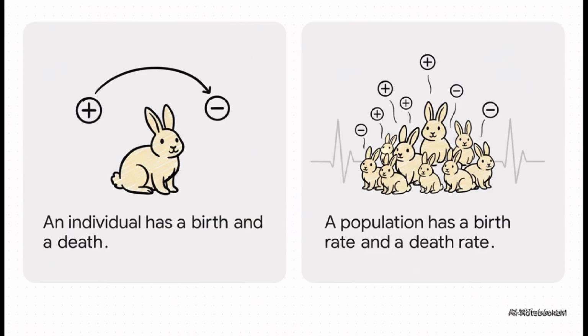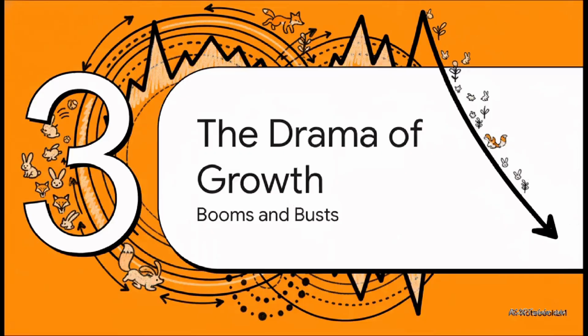Okay, and this is where you have to kind of shift your thinking. See, an individual, well, it's born, it lives, it dies. Simple enough. But a population? It has these whole other characteristics that an individual just doesn't have. We're talking about things like a birth rate and a death rate, or even a sex ratio, how many males versus females there are. Think of them like the vital signs, but for the entire group. And those vital signs are what drive the central story of any population. The story of its growth, its incredible booms, and its dramatic busts.